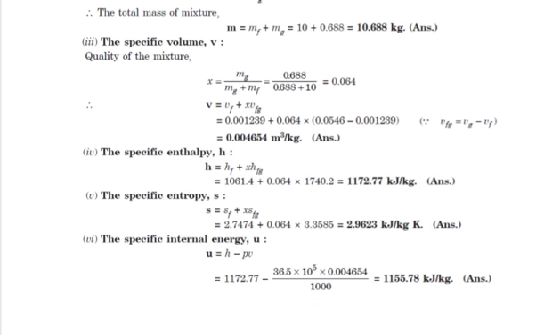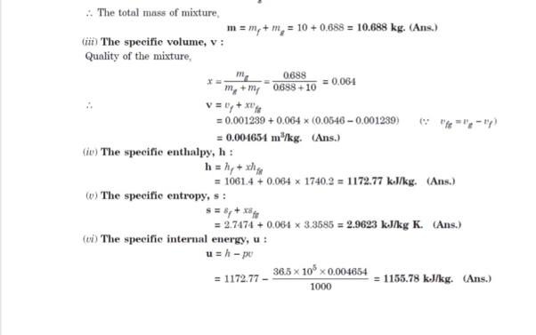Then you have to determine the specific enthalpy. h equals hf plus x hfg. This is the standard formula for the specific enthalpy. You put in the values from the steam table: 1061.4 plus 0.064 into 1740.2, equal to 1172.76 kJ per kg. You are getting the specific enthalpy.